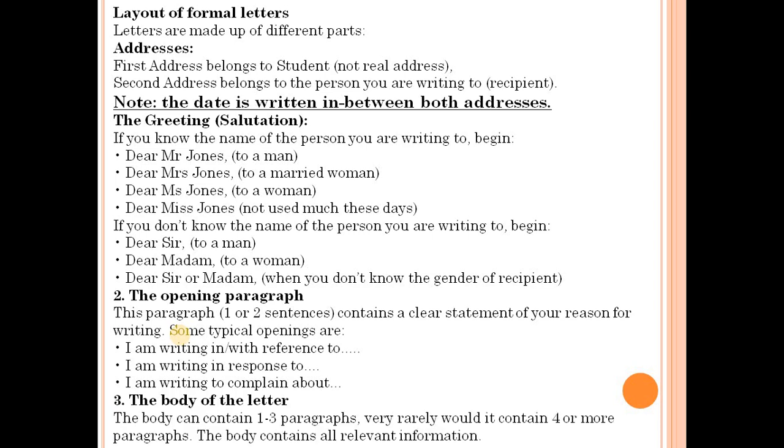The third part is the body of the letter. The body of the letter consists of about 1 to 3 paragraphs. Very rarely it would contain 4 paragraphs. The body contains all the relevant information. The central body of the letter would contain all the relevant and appropriate information.